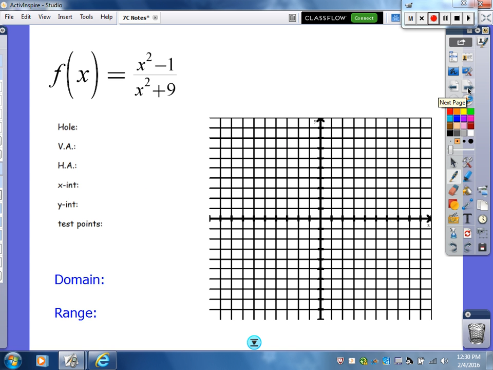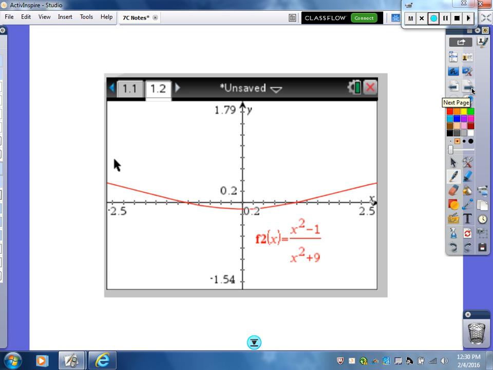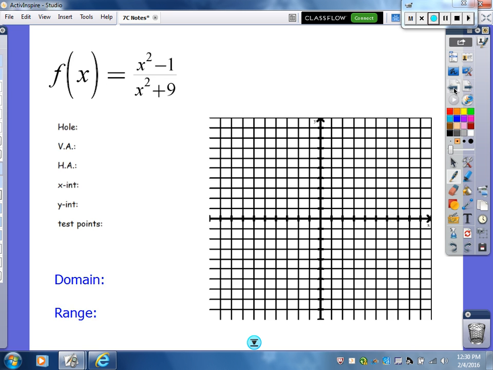All right, let's do one more for these notes. Here's my last one. It's in my weird section, so I did go ahead and graph this on a calculator to show you what it looks like. All right, let's talk about why that is happening. Let's go back and look at the math behind it.